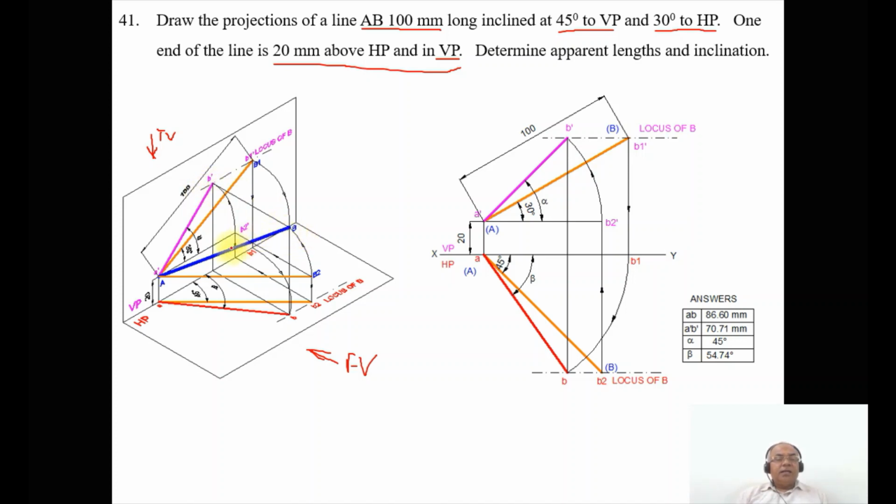So you are going to get this line as capital AB. So that is what you are doing here with A dash as center, taking the radius of A dash B2 dash. It is rotated such that it cuts the locus of B in the front view. You mark that point as B dash and join A dash B dash with a dot line. So that will be the apparent inclination with respect to HP.